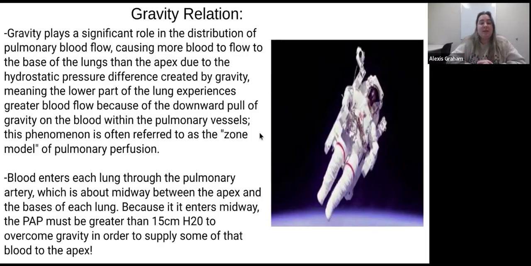This phenomenon is often referred to as the zone model of pulmonary perfusion. Blood enters each lung through the pulmonary artery, which is about midway between the apex and the bases of each lung. Because it enters midway, the pulmonary artery pressure must be greater than 15 centimeters of water to overcome gravity in order to supply some of that blood to the top of the lungs, or the apex.